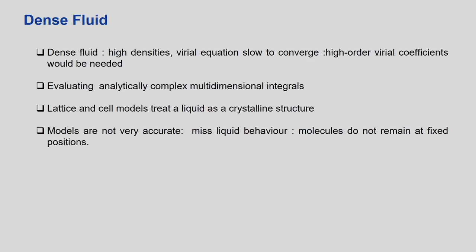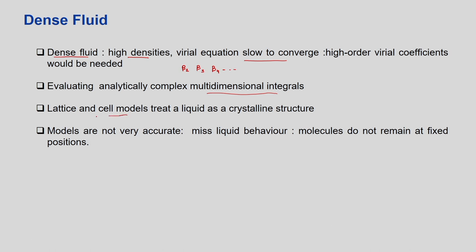We have been talking now about dense fluids. Dense fluid means the molecules are at high densities. The virial equation of state, if you remember, is very slow to converge, because we needed B2, then we will also need B3, B4, likewise. We were able to just solve for B2 in the gaseous phase. And B3, B4, you know how complicated the form of that expression is, with multidimensional integrals that are very difficult to solve. So we came out with an alternative.